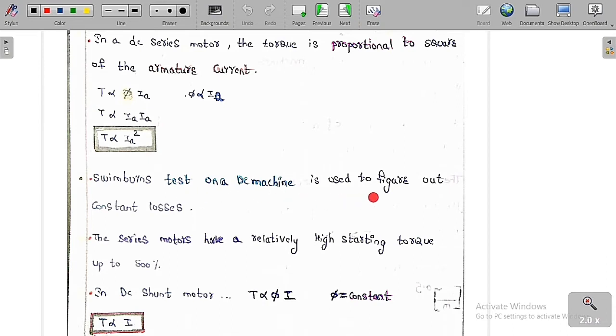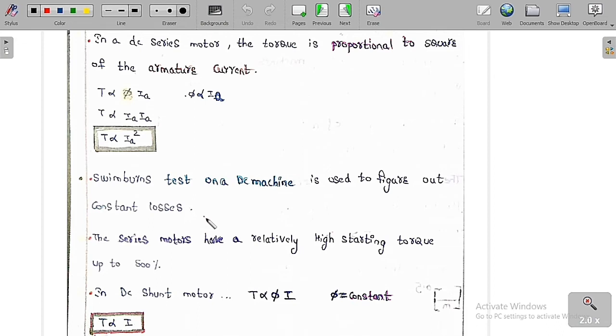Swinburne's test on a DC machine is used to figure out the constant losses. I've already told you, Swinburne's test on a DC machine is used to figure out the constant losses. If we know the constant losses, then we can find the efficiency at any load, because constant losses are always the same irrespective of the load. That machine can be either a motor or a generator.